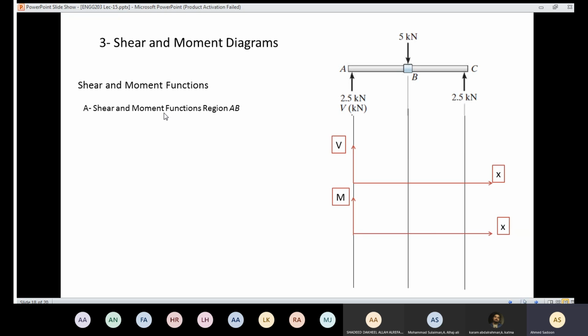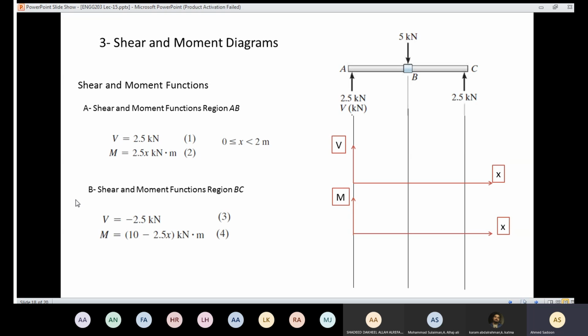I need to put the equations from region AB. So I have region AB. I developed those equations, and those equations are only valid for this segment here, when x is more than or equal to 0 and less than 2, which is here. And I need to recall the equations for the part BC.